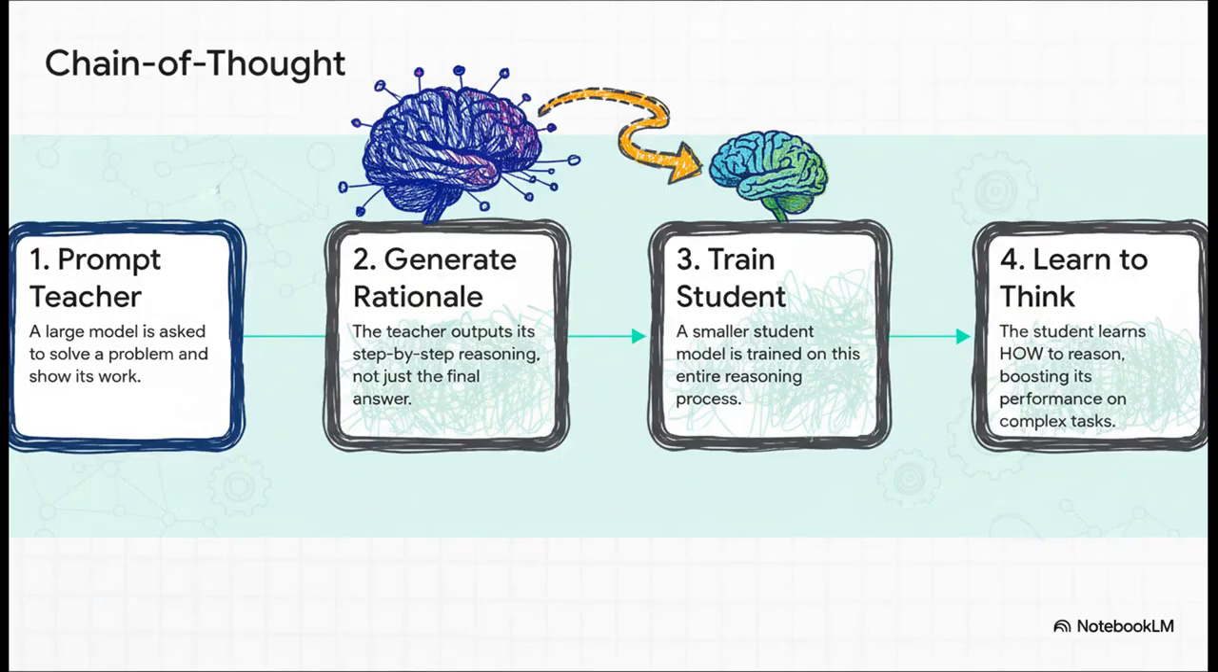And one of the most powerful ways it's being used is to distill not just answers, but the actual reasoning process. So you ask a large teacher model to show its work, to generate a step-by-step rationale for its answer. Then you train the smaller student model on that entire chain of thought. The result is amazing. You get a student that doesn't just parrot facts, it actually learns how to think.